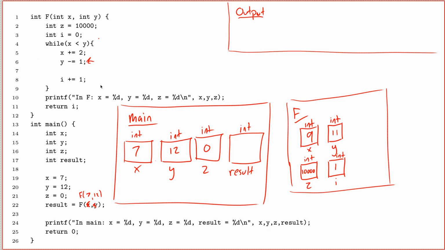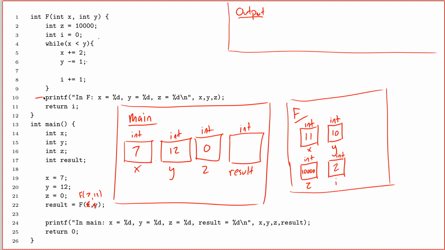Is x less than y? Well, yes, x is 9, y is 11. So we go down, hit line number 5, and on line 5, x equals x plus 2. Well, that means that x has now got the value 11. y equals y minus 1. Okay, that means y has the value 10. And then i equals i plus 1. So i has the value 2. We go back up, ask the question again, is x less than y? And the answer is no.